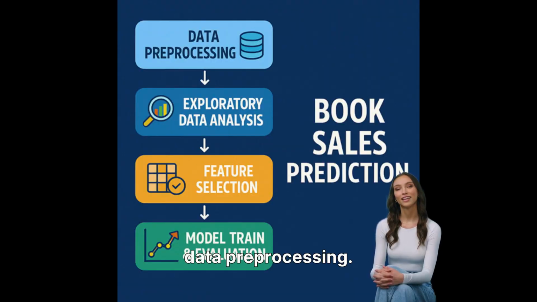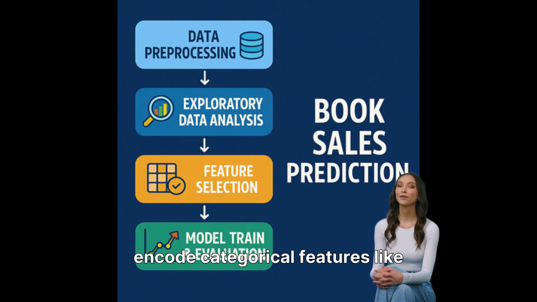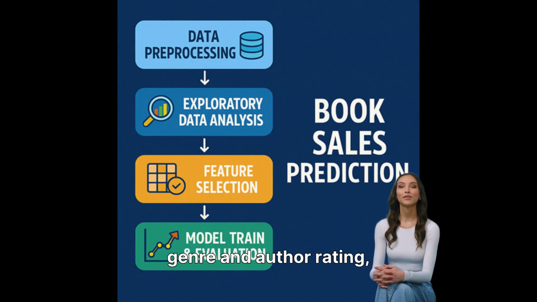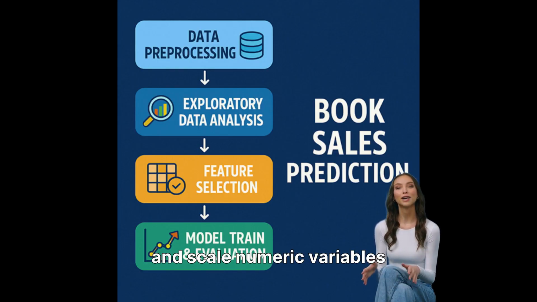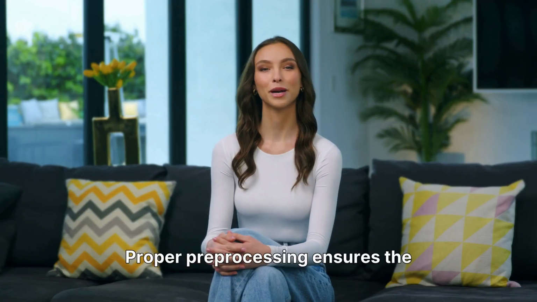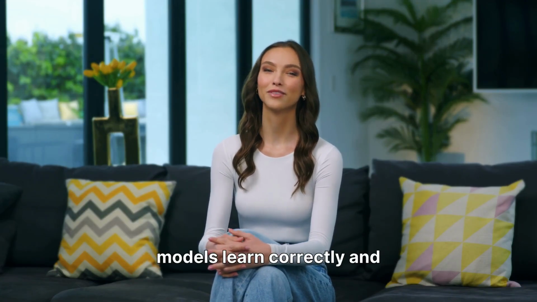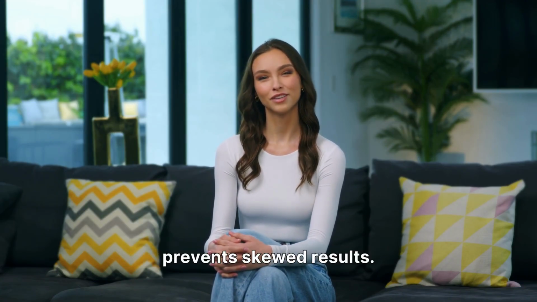The first step is data preprocessing. We handle missing values, encode categorical features like genre and author rating, and scale numeric variables where necessary. Proper preprocessing ensures the models learn correctly and prevents skewed results.